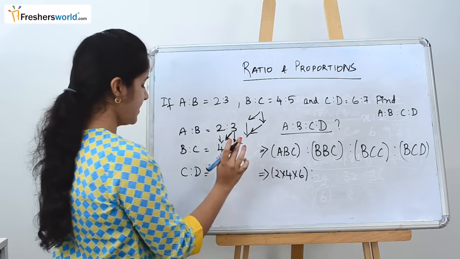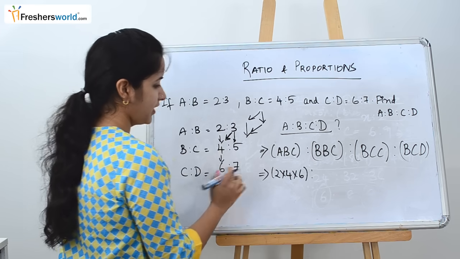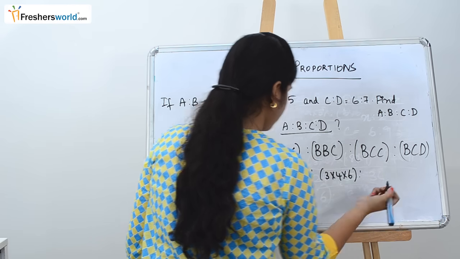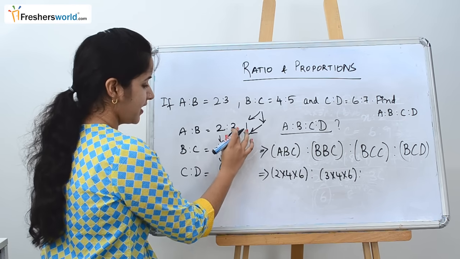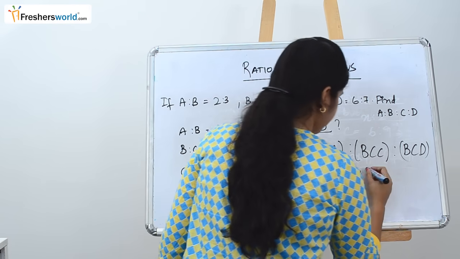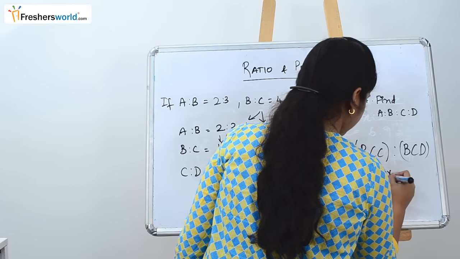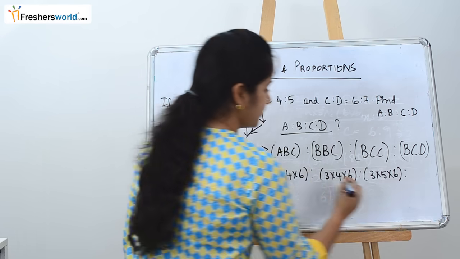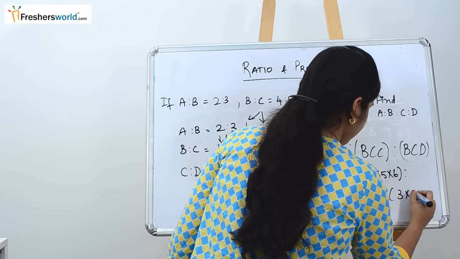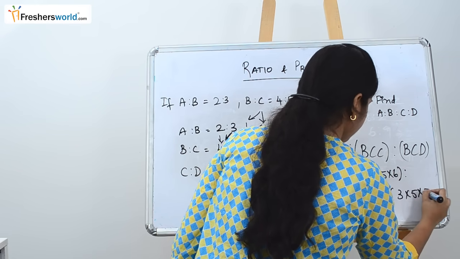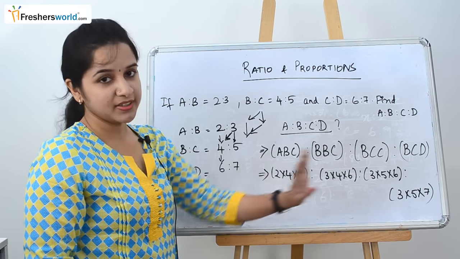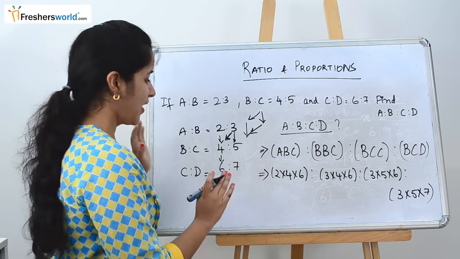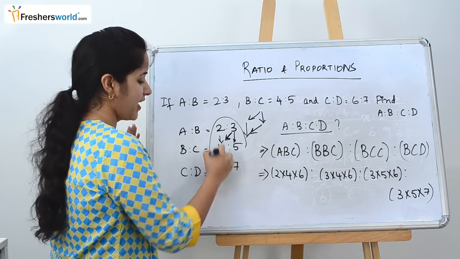And for b, b, c, it's nothing but 3 into 4 into 6. For b, c, c, it's 3 into 5 into 6. And for b, c, d, it's nothing but 3 into 5 into 7. So once you solve this, you will know the value of A is to B is to C is to D. One thing you should understand here is how the arrow is moving.